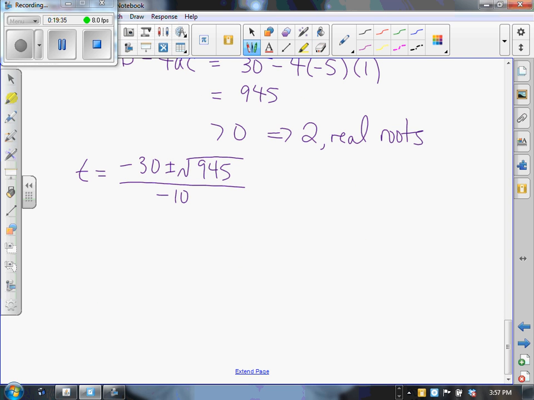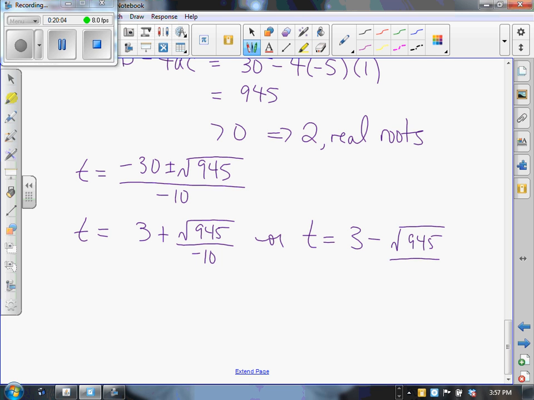So let's figure out which one will be negative, and we'll just reject that root right away. So let's simplify things a little bit: minus 30 over minus 10 would be positive 3, plus root 945 over minus 10, or same thing, 3 minus the root of 945 over 10. So in this particular case, oops, that should be, one of them should be positive, right? That's better, okay? Have to be careful there.